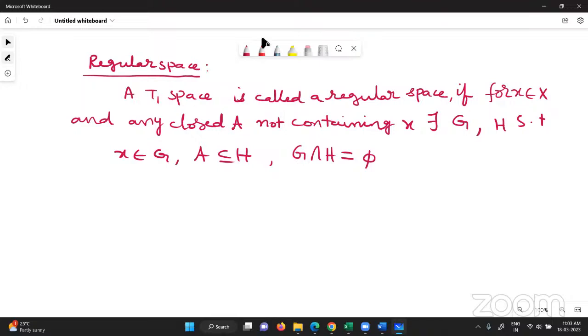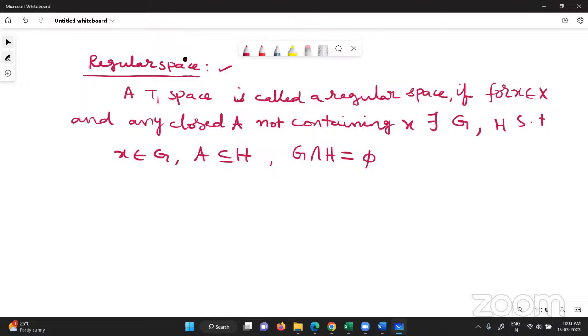Now you have a regular space. What is a regular space? A T1 space is called a regular space if for every x belonging to X and a closed set. That means, see, in a T1 space, two points are separated by two sets. In a T2 space, two points are separated by two disjoint sets. In a regular space, one point and a closed set are separated by two disjoint sets.